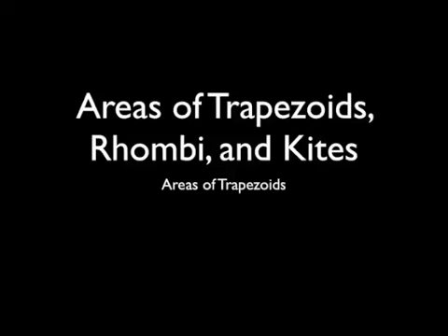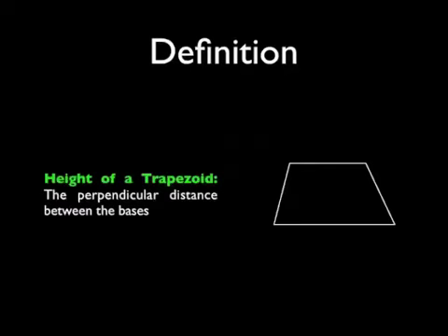In this series of videos, we are going to talk about the areas of trapezoids, rhombi, and kites. To begin with, let's talk about the areas of trapezoids. For this, we are going to need to define the height of a trapezoid. That is the perpendicular distance between the bases.